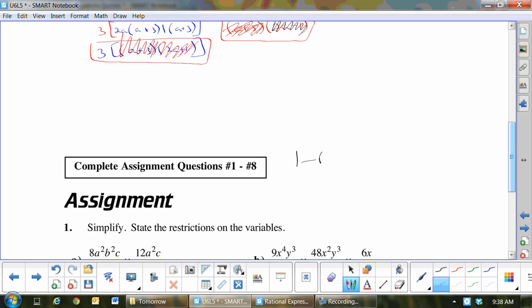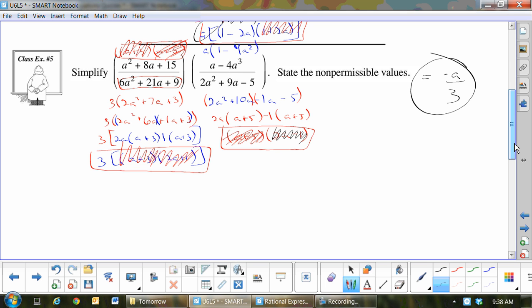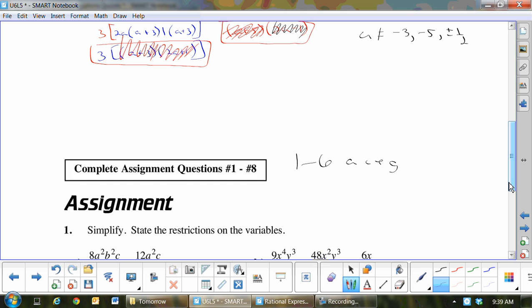Okay, so we're doing 1 to 6, A, C, E, G. Oh, and non-permissibles. Okay. Equals. A cannot equal what? Negative 3, negative 5, negative 2? Yeah, plus minus 1 over 2. That is it. Okay. 1 to 6, A, C, G.